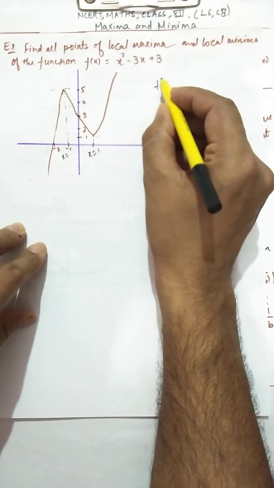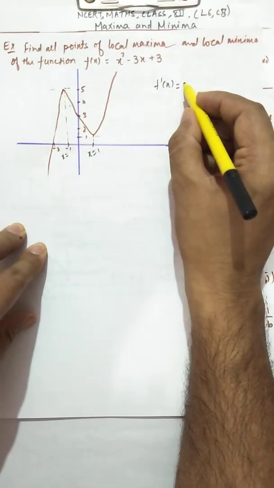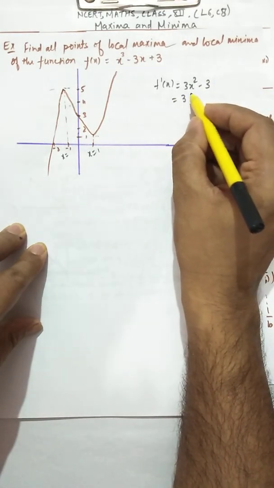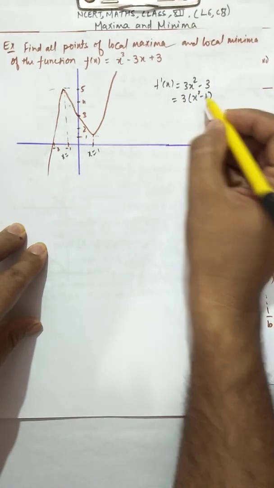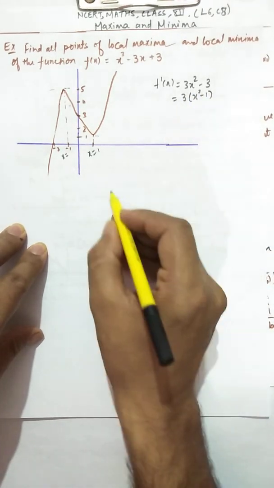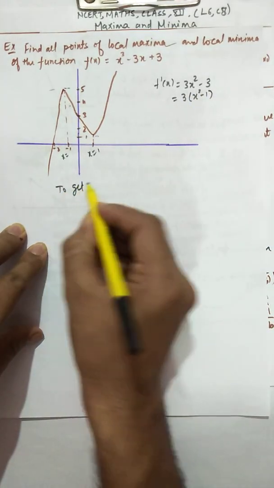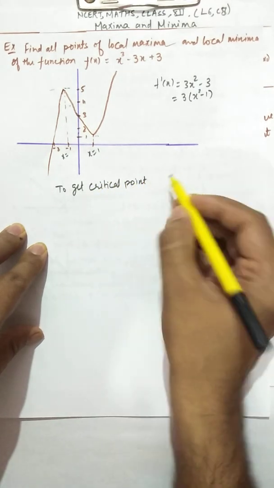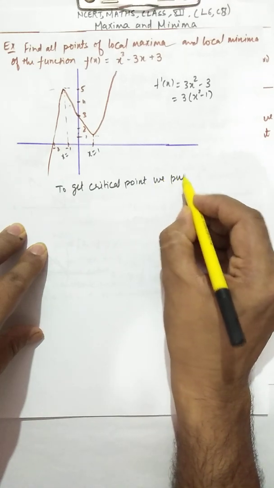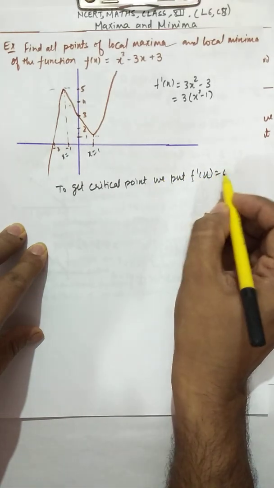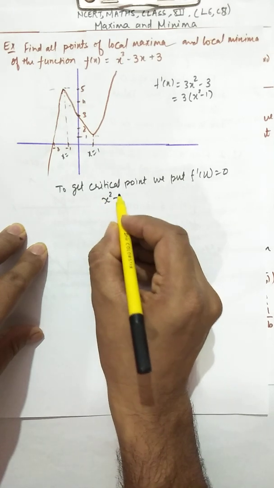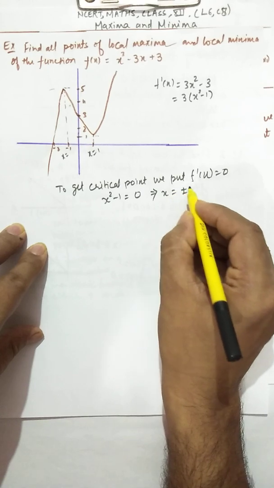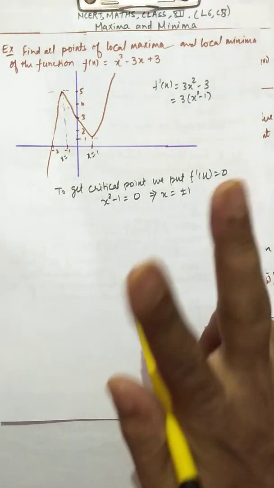So we'll find f'(x). f'(x) will be 3x² − 3. Now you can see 3 you can take common, so this is 3(x² − 1). And now to get the critical points, we put f'(x) = 0. So you are going to get x² − 1 = 0, which implies that x = ±1. So it means there are 2 critical points.